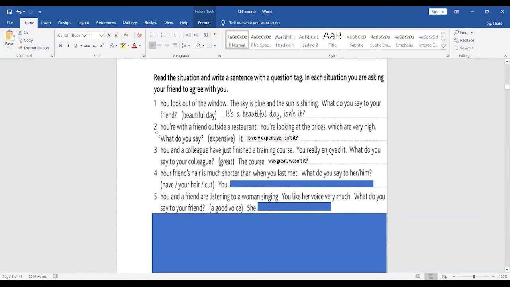Situation 2, you're with a friend outside a restaurant. You're looking at the prices, which are very high. What do you say? Expensive is the word given to you in the bracket. So this is the hint here. So you will say, it is very expensive, isn't it? Third question, you and a colleague have just finished a training. You really enjoyed it.